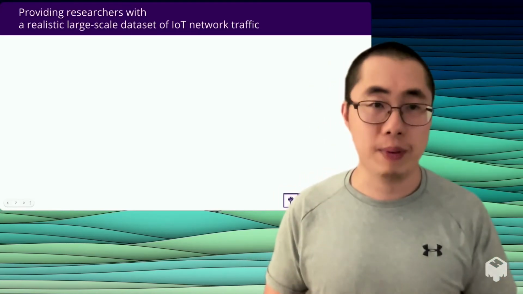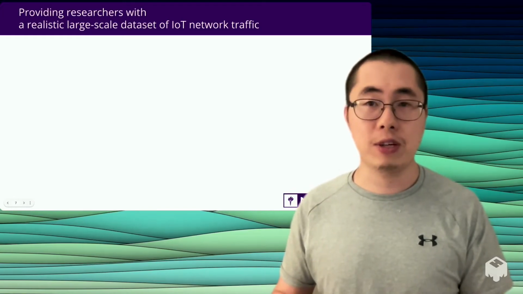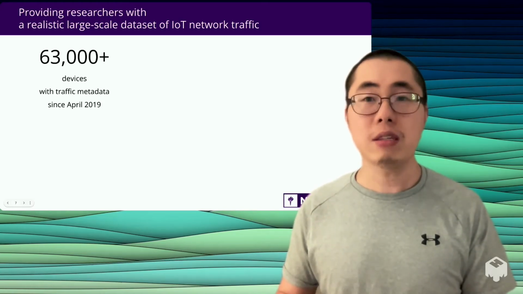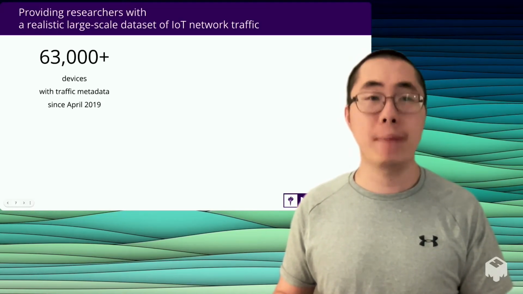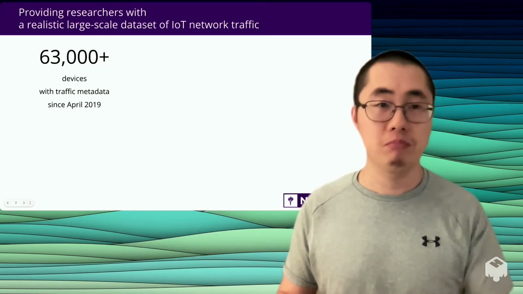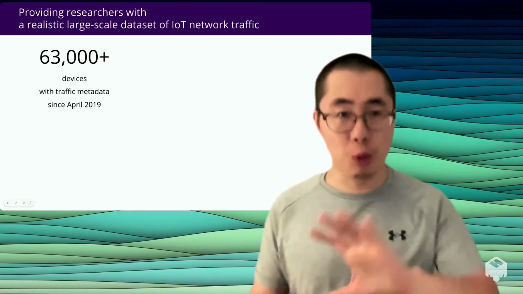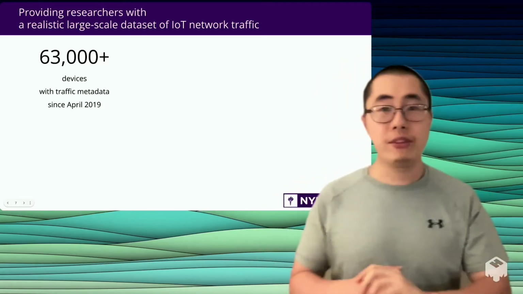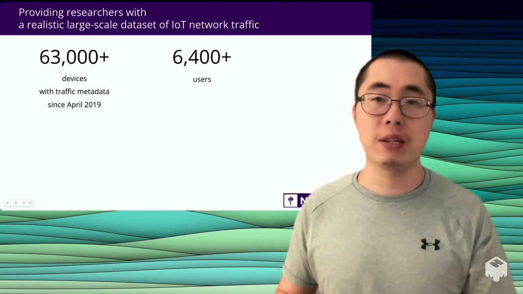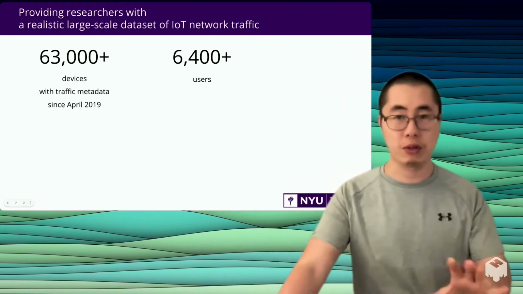Basically, we launched IoT Inspector in April 2019. Since then, Inspector has collected the network traffic from more than 63,000 devices. Note that this is traffic metadata, like the remote IP addresses, host names, and ports. No payload. And this data is aggregated over 5-second windows. More details in the paper. And these 63,000 plus devices belong to some 6,400 plus IoT Inspector users. We didn't pay them. They just downloaded the tool on their own.